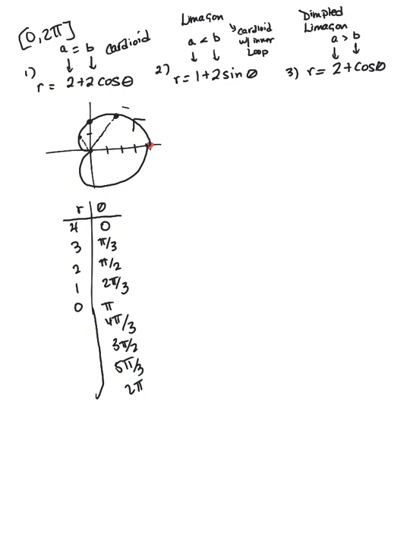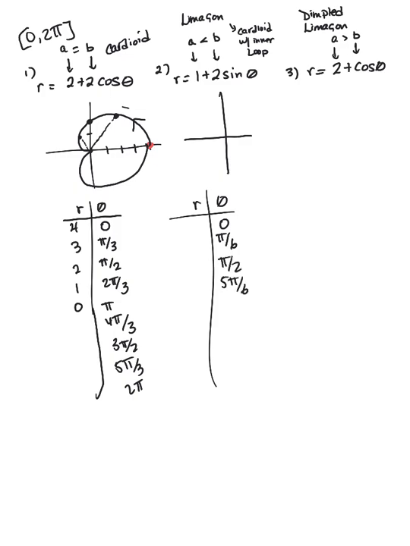Let's look at the limacon. We're going to do 1 plus 2 sine theta. So number 1, this is going to be symmetric over the y-axis. So we're going to have r theta. We're going to go to 2 pi. But because I'm dealing with sine here, I'm going to use pi over 6's instead. Pi over 2, 5 pi over 6, pi, 7 pi over 6, 3 pi over 2, 11 pi over 6.